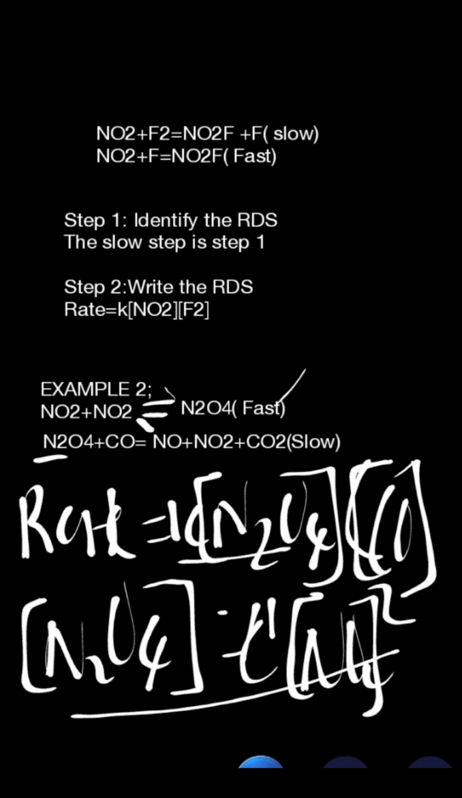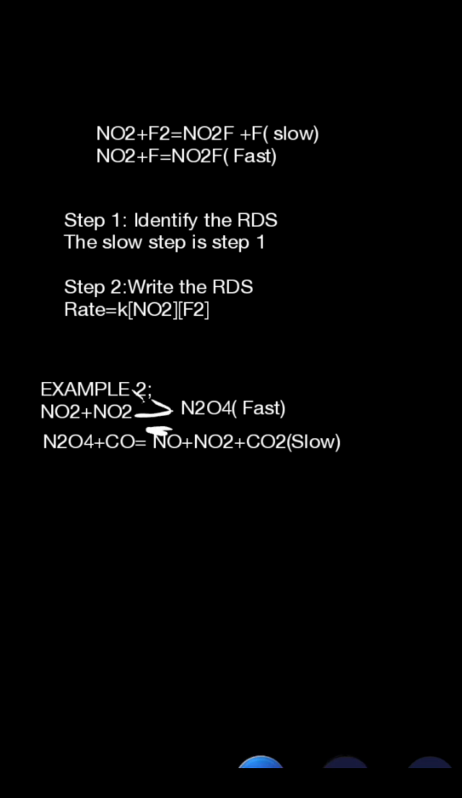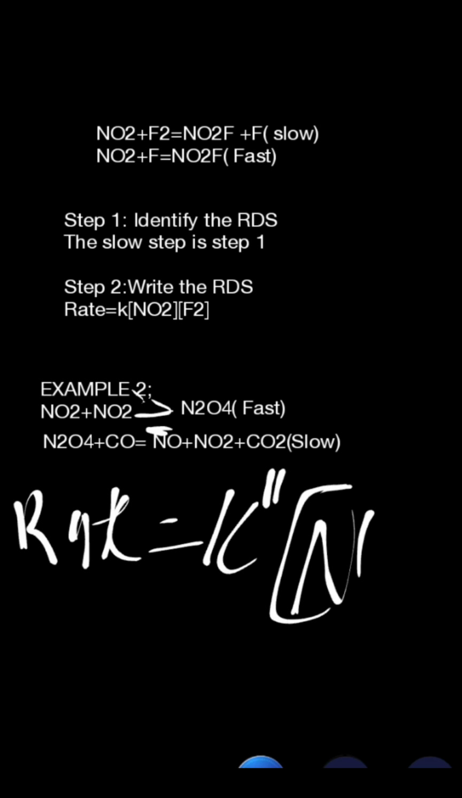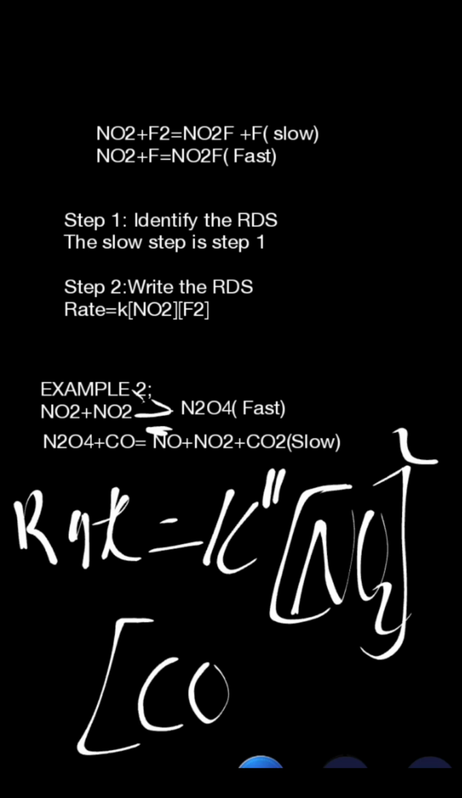The rate is going to be K. Since the K's are going to be two, the one we got from the K inverse of NO2, we are going to put that one there. Then we put NO2 squared, then CO. So don't be confused. We just replace it in the rate law.